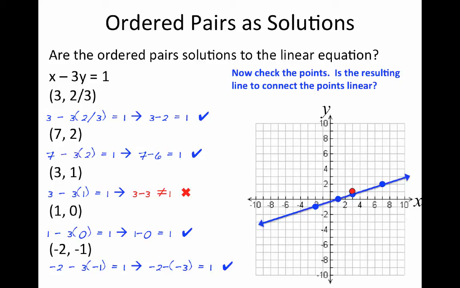If we draw a line between the pairs that were solutions to the linear equation, we do have a straight line. And you'll notice that the point (3, 1) falls slightly above that line.